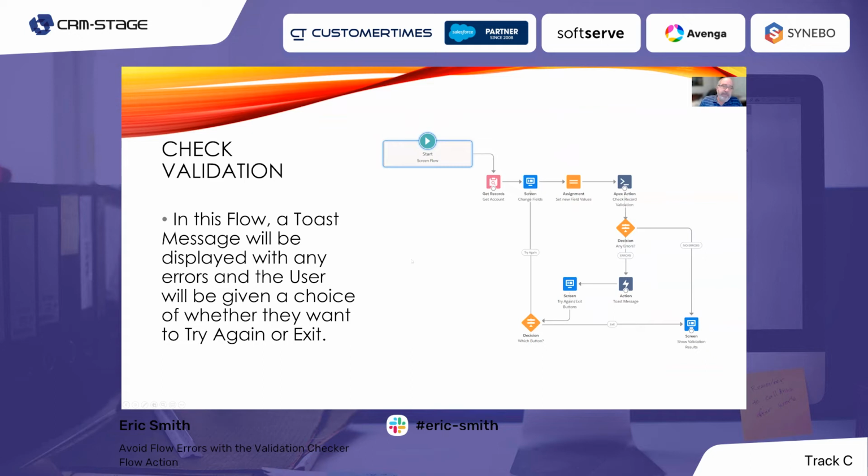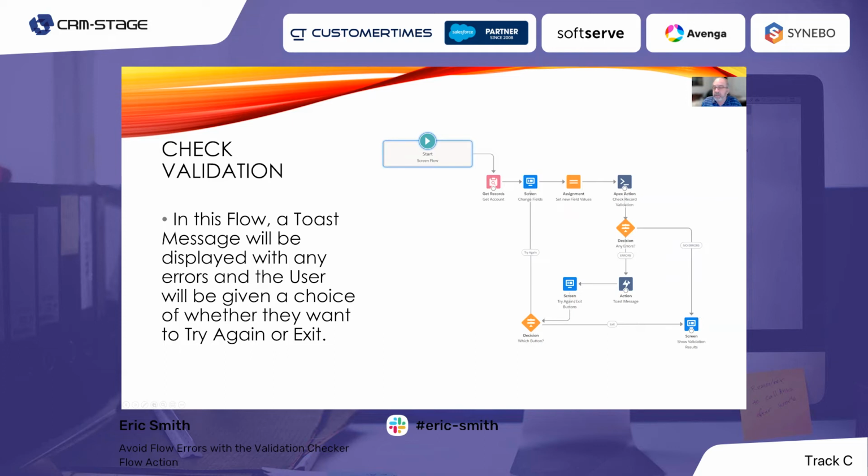Here's another example, another way you can use this action in a flow. I'll actually go into this flow a little later and show you exactly how it does it. But basically what we're doing here is after we get input from the user and before we try and do an update, we do the validation checker. Then we have a decision: were there any errors or not? If there are no errors, we can follow one path in the flow.